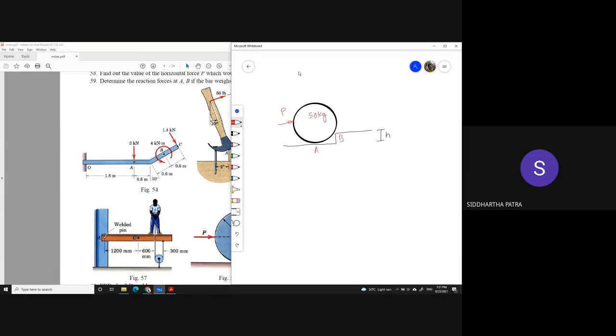So you are being asked to find out P required to roll the disk over B. That means we are not talking about the object rolling and accelerating or anything. We just need the minimum value of P when the rolling operation just starts. So can you tell me what sort of reactions can we expect from A and B?